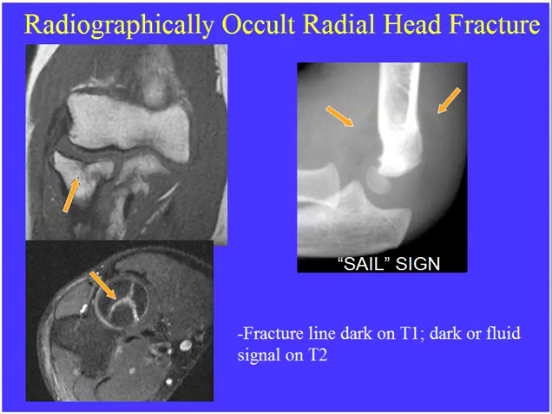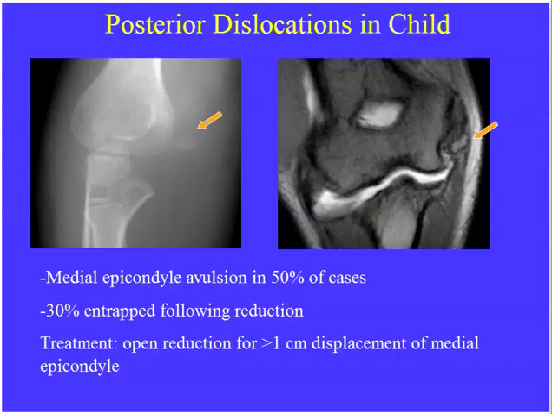When we look at fractures on MR imaging, usually they're linear, dark signal on T1. On T2, they can be dark or bright, depending upon if there's fluid tracking within the fracture fragment. So when you see linear areas of dark signal on T1, linear areas of dark or bright signal on T2, these represent fractures.